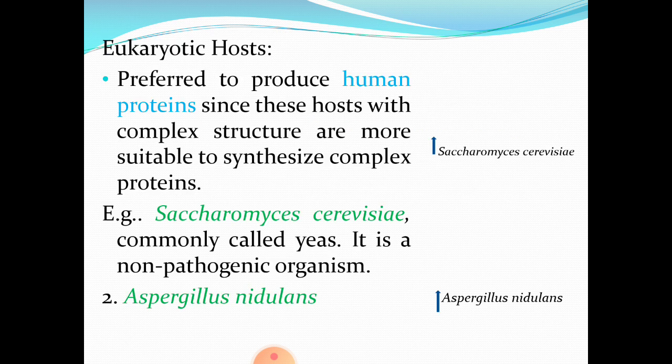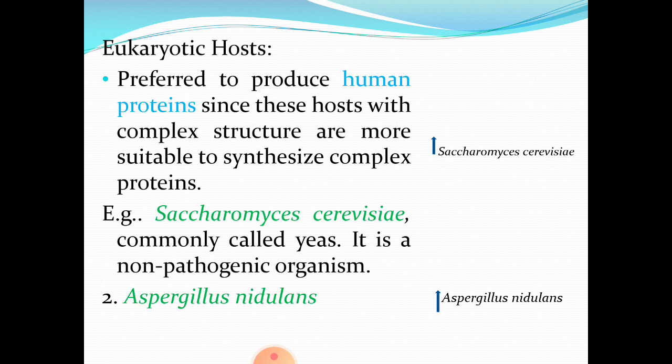Okay, now let us talk about the eukaryotic hosts. These eukaryotic hosts are preferred to produce especially human proteins because these host cells have complex structure and therefore they are more suitable to synthesize complex proteins, and the major advantage is they have all the machinery for post-translational modifications so that you will get the protein of your choice in a perfect 3D configuration so that it is readily functional.